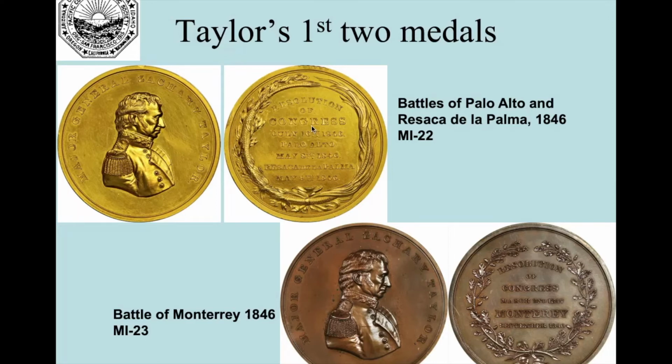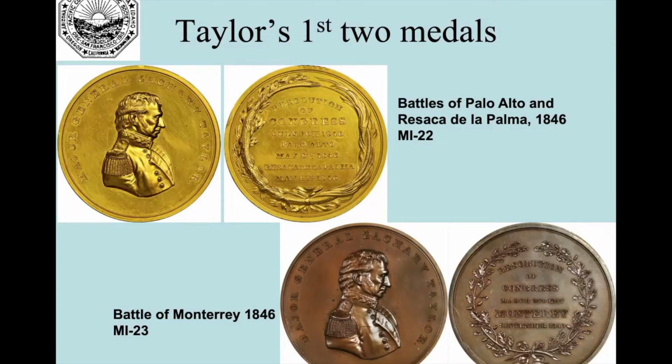This is the first one, the battles of Palo Alto and Resaca de Palma. It's cataloged by Julian as MI-22. That MI stands for military. It has a bust of Taylor on the one side, and then the words "Resolution of Congress" with the date July 16th, 1846, Palo Alto, and May 8th, 1846, Resaca de Palma. The resolution rather is on July, and the battles were May 8th and May 9th.